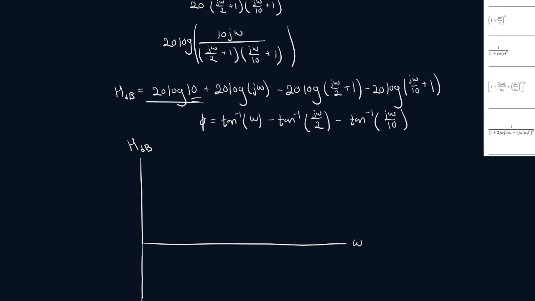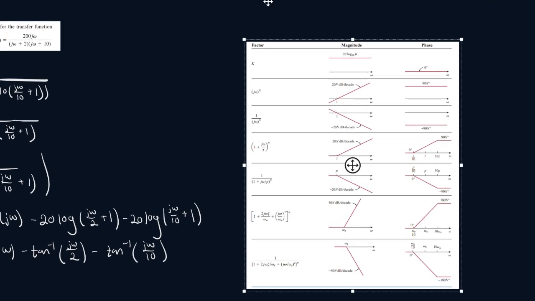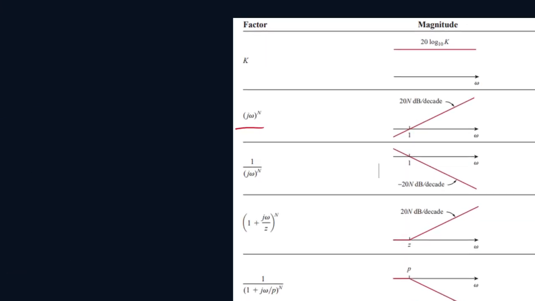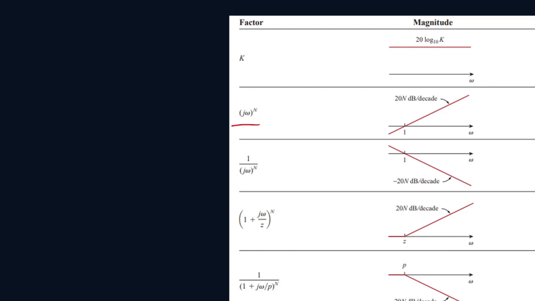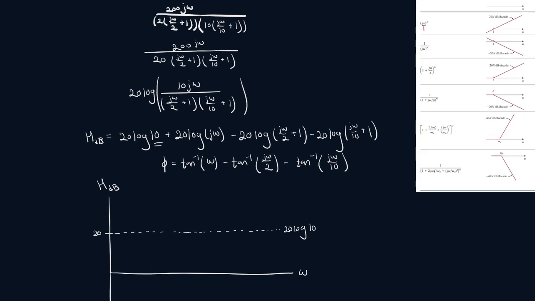So let's start plotting this. 20 log of 10 is just equal to 20, so we'll plot this here. We'll first dash all of this, and this will be 20 log of 10. Then we have 20 log JW. Now this is where we're going to be using our sheet. What we see here is that when we have JW, our slope should look like this, and it intersects at 1 because this is being divided by 1. If it was being divided by 2, then it would intersect at 2. Okay, so let's find the point.